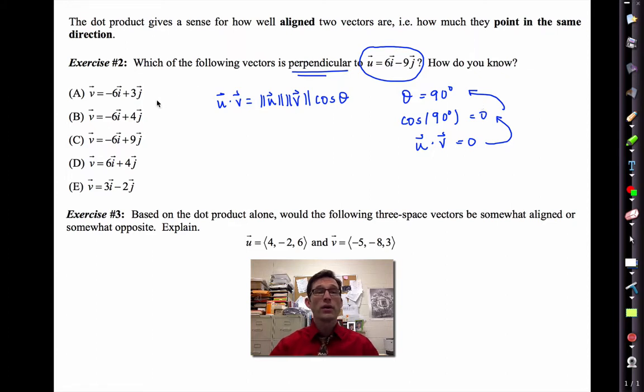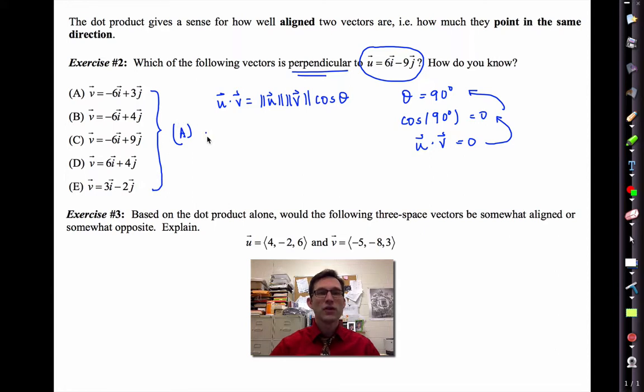So what we're looking for is which one of these 5 vectors, when dotted into 6i minus 9j, would give us a dot product of 0. Just take a look. Well, actually, I'll leave that. Just take a look at letter A.